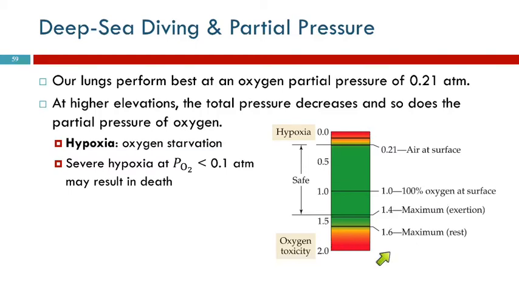Here's a little graphic from your book. So here is hypoxia, below 0.21 atmospheres of oxygen. The safe range goes from that up to about 1.4, which your body is fine with at exertion. If you go too far, if you get too much oxygen, it's also toxic. Oxygen toxicity. So again, just like with water, water is something that we need to live, but too much water will kill you and not enough water will kill you. You've got to have oxygen to live. Not enough will kill you, too much will also kill you.